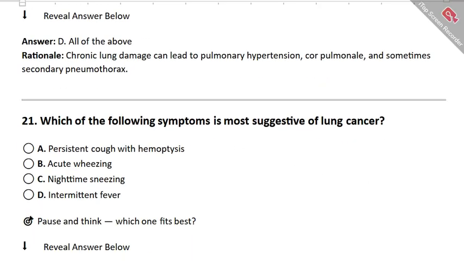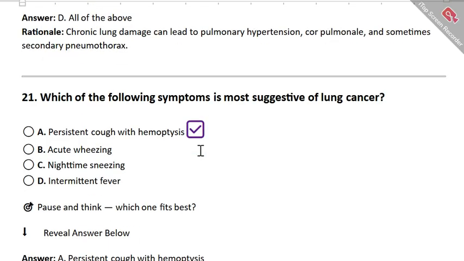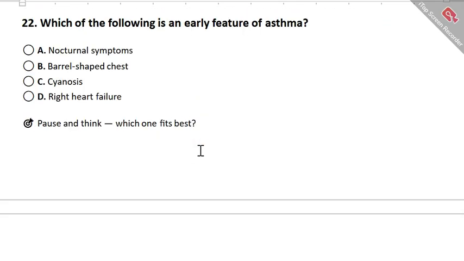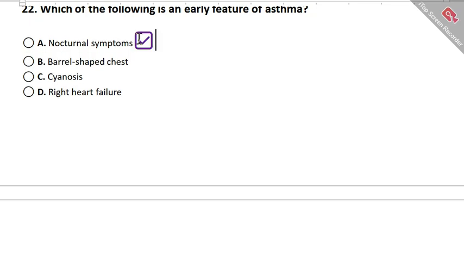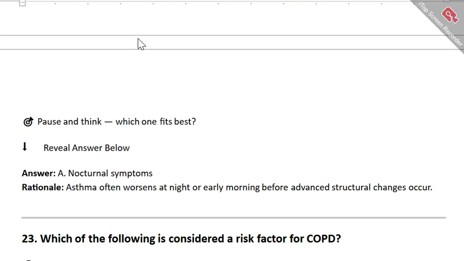Question number 21. Which of the following symptoms is most suggestive of lung cancer? The correct option is option A, a resistant cough with hemoptysis. Let's move to the next question. Which of the following is an early feature of asthma? In this scenario, the correct option is option A, nocturnal symptoms. Let's move to the next question.